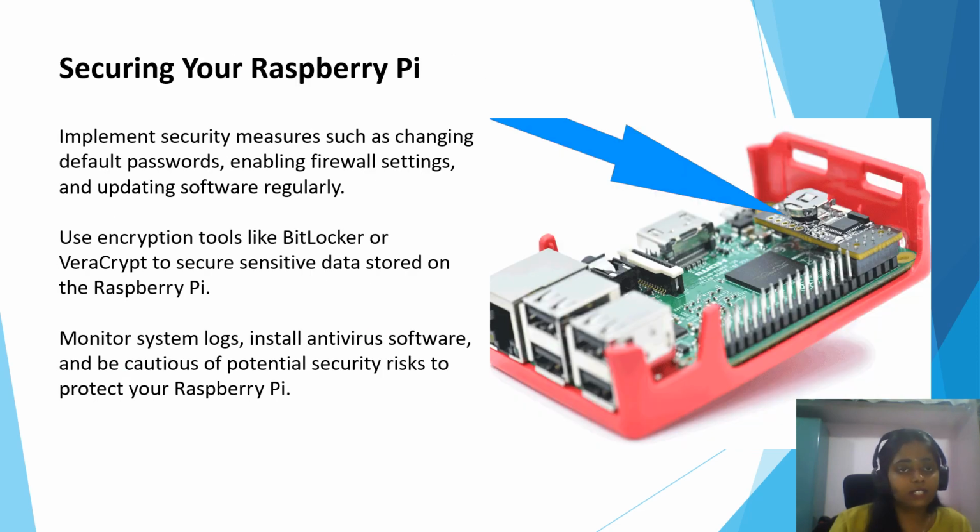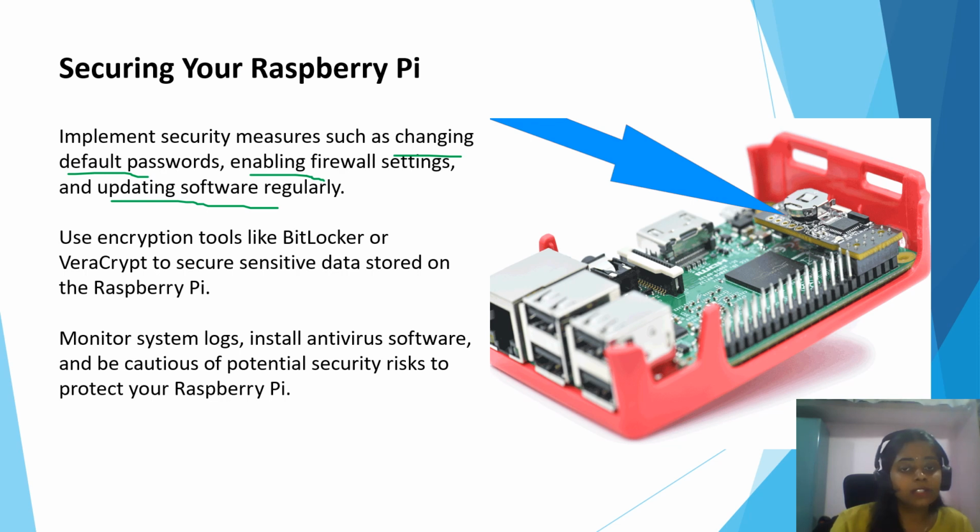Moving on to the next slide, we have securing your Raspberry Pi. So in this slide, we will be getting to know how to secure the Raspberry Pi. So implement security measures such as changing default passwords, enabling firewall settings, and updating software regularly. So these are some of the security measures that could be taken to secure the Raspberry Pi.